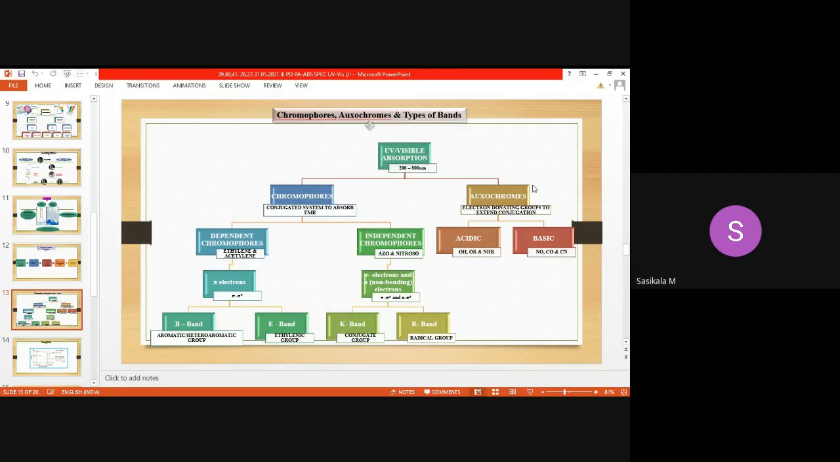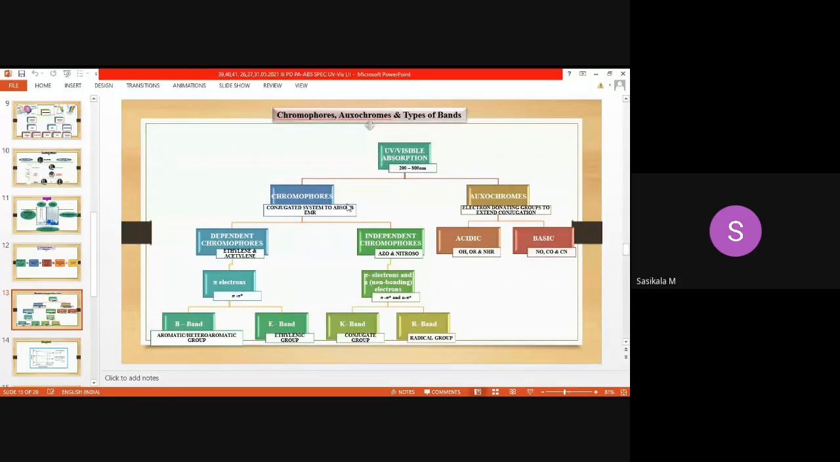Okay, now let's see what auxochromes are. Auxochromes are electron donating groups that extend the conjugation. These are of 2 types, acidic and basic auxochromes. Acidic ones are OH group, OR, where R is substituted with any alkyl group. Okay, so methoxy group. Then NHR, amino groups. So these will be acidic in nature. Then basic groups are nitric oxide, carbon monoxide and cyanide groups. These all are basic auxochrome groups that will extend the conjugation when attached to the chromophores, that is, to the double bonded group.